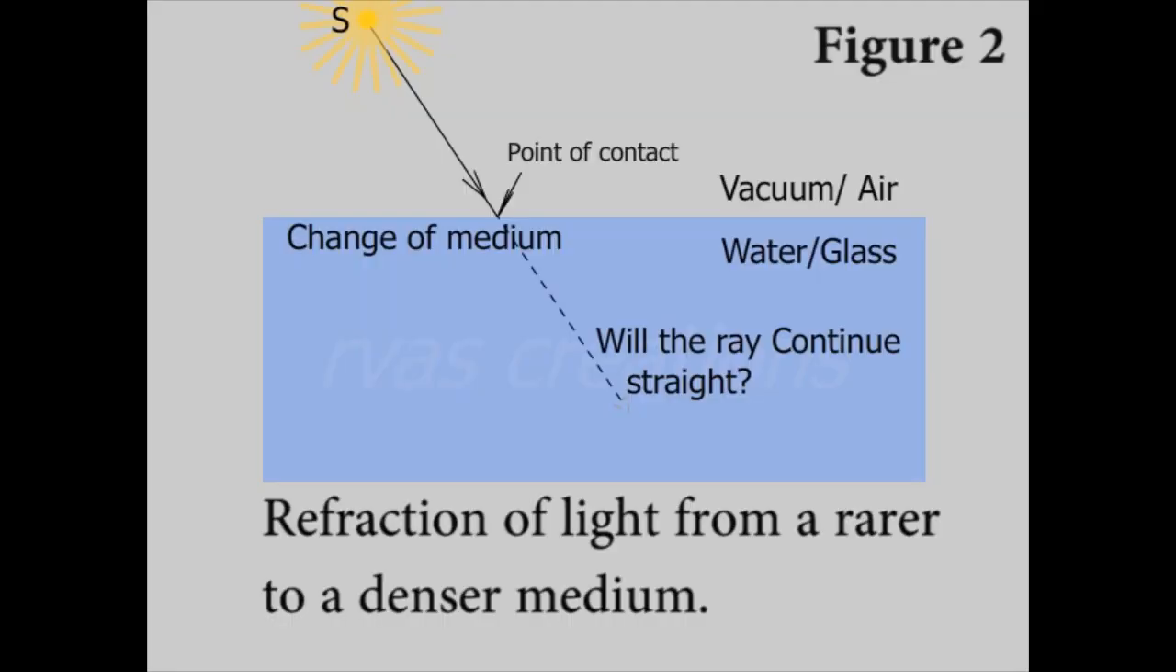Refraction of light from a rarer to a denser medium. Consider the source at S in Figure 2. The light rays will be emanating from the source in all directions. Let us select any one ray at random, as the laws of physics will be valid in all directions. Let this ray encounter a block of glass or a tank of water. Let us see what happens to the ray of light due to the change of the medium. Here, the ray is going from a rarer medium like vacuum or air to a denser medium like water or glass. Will it continue straight?